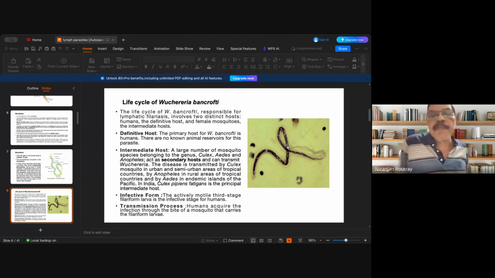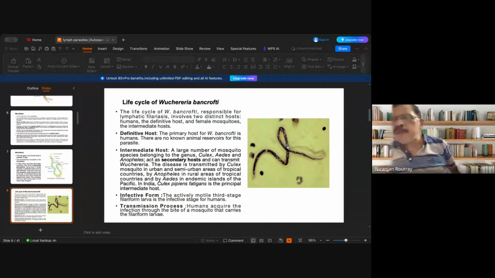So life cycle, they have it. It is a digenetic parasite. Definitive host is definitely human being because it does not affect any other animal. And the intermediate host, why do we say intermediate host? Because it is transmitted from human to human through a Culex mosquito, female Culex mosquito. So Culex mosquito is called the intermediate host. But it is believed that other species also, that is Aedes, Anopheles, can also act as the secondary host and can transmit the Wuchereria.